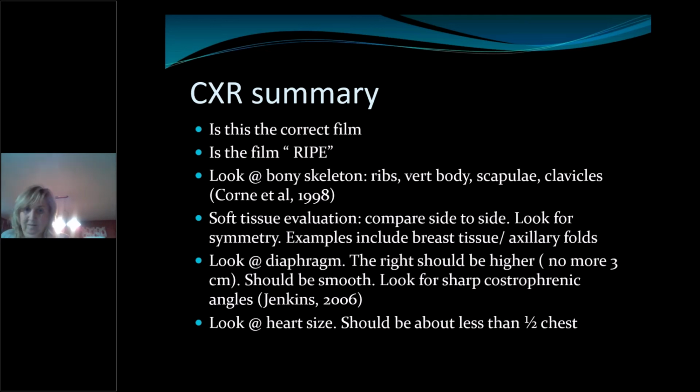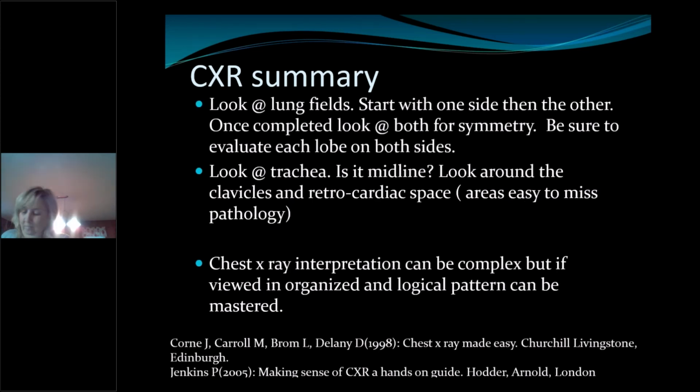Know that the diaphragm on the right is going to be a little bit higher. Look for nice, sharp costophrenic angles. And again, the heart size should be about half the distance of the intrathoracic cage, which, again, I'll show you guys, is easy to understand. Look at the lung fields. Look at one side, then the other. Are they symmetrical? Look at that trachea. Is it nice and midline? What's the retrocardiac space?